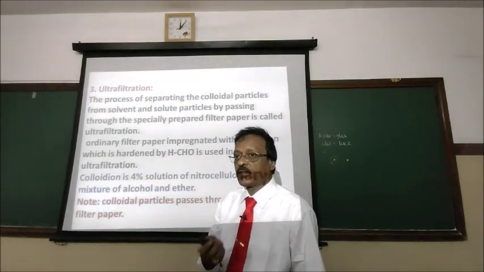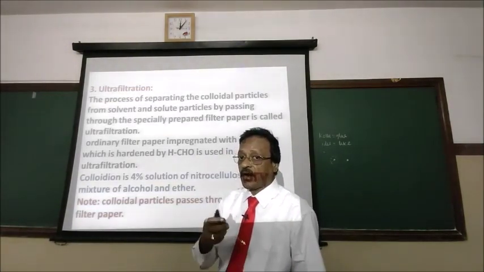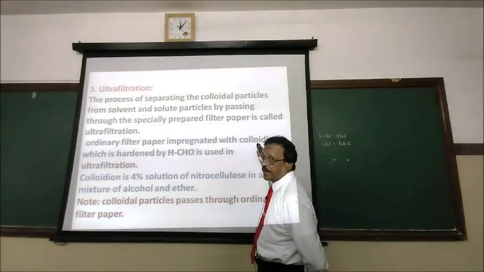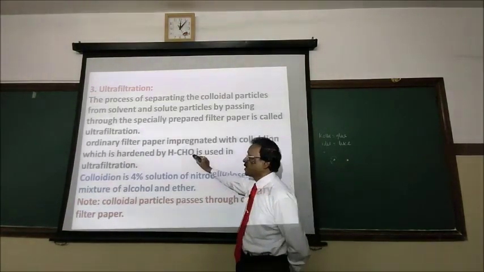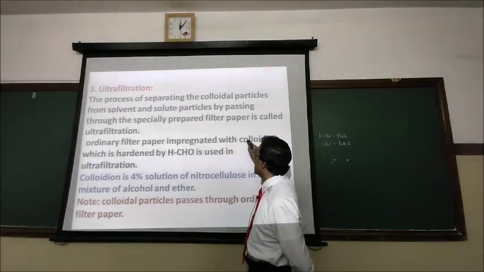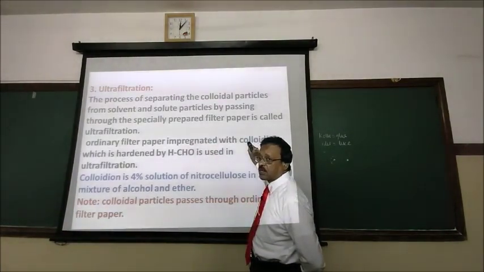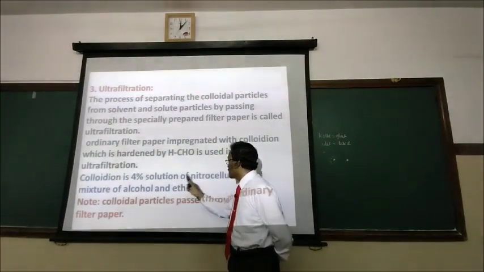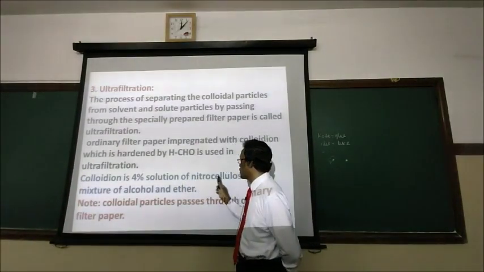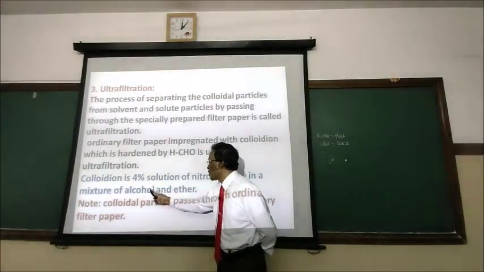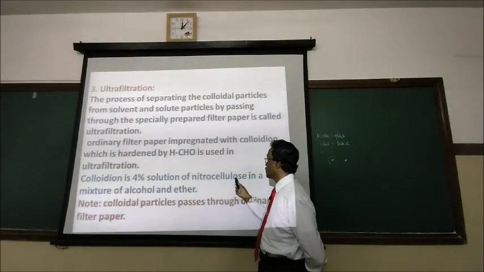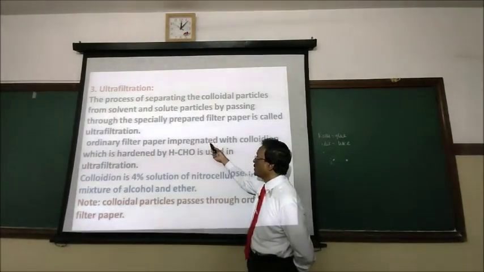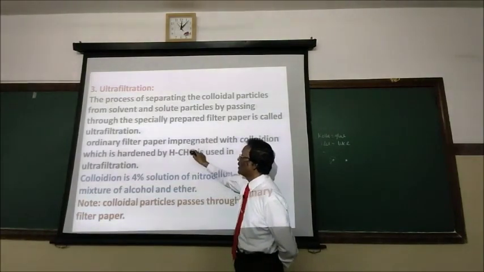Ultrafiltration means you use a specially prepared filter paper. You take ordinary filter paper and impregnate it with collodion, and this is hardened by formaldehyde. This is the ultrafilter, which does not allow colloidal particles to pass through. Collodion is prepared from a 4% solution of nitrocellulose in alcohol and ether. This is impregnated into the ordinary filter paper, which is further hardened by formaldehyde. This is called ultrafiltration.